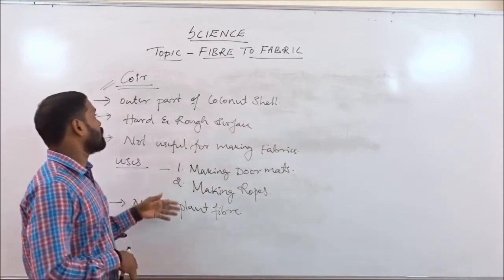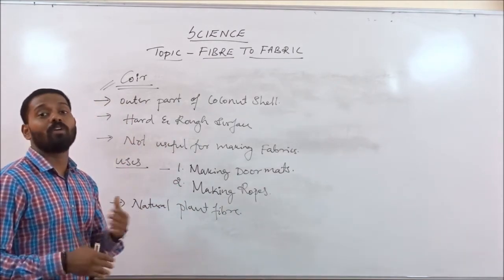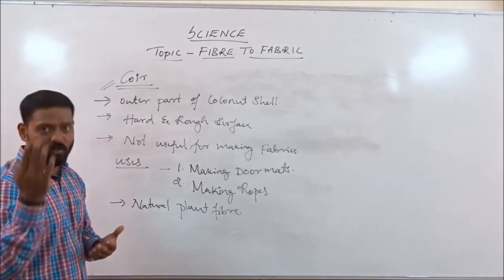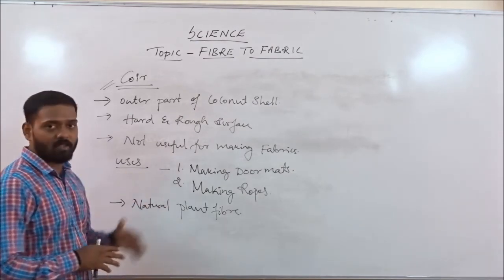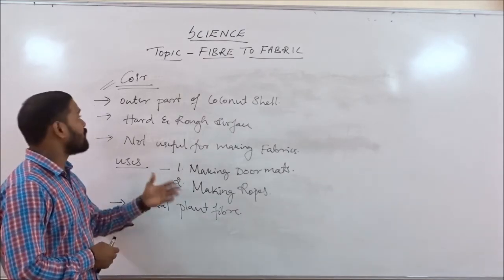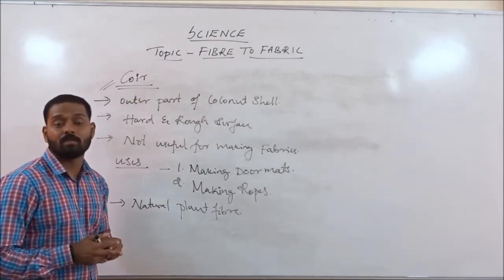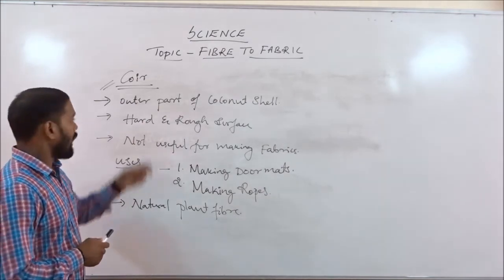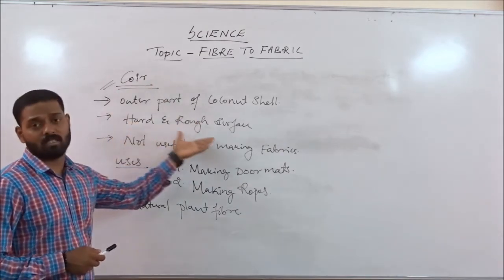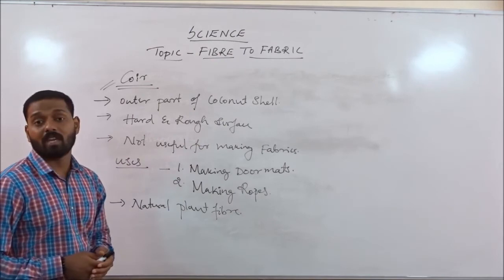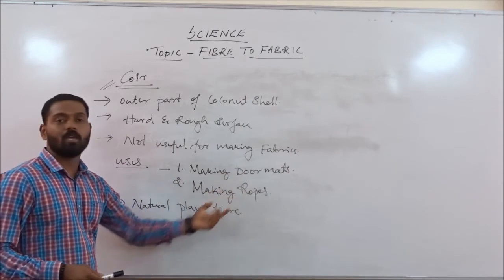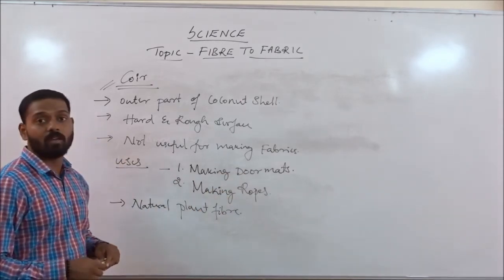Then after that, we studied jute: how we grow the jute fibers, and then the uses of jute fibers. Then we came to the flax fibers and where they are used. Finally, we saw that coir is the last natural plant fiber. The outer part of the coconut shell is what we call coir, it is hard with a rough surface, and it is not useful for making fabrics. Its texture is very hard, that's why. But we can use it for making doormats, ropes, etc. That is the information about coir.